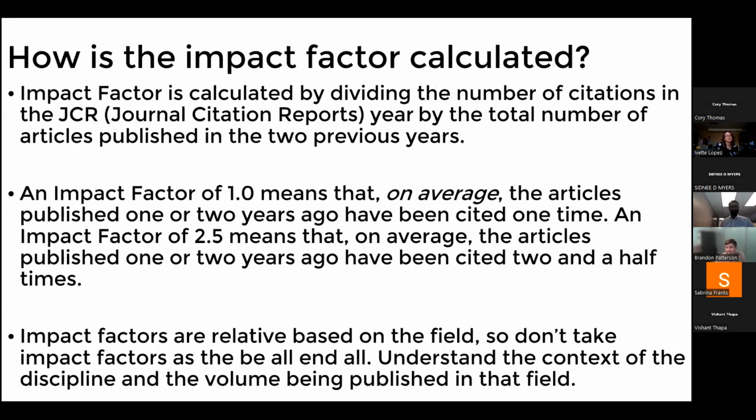So it's looking at the number of citations in a year divided by the total number of articles published in the 2 previous years. So you can imagine that the New England Journal has a lot of publications that they put out, but each article within that journal, within a 2-year period of time, is cited at least 72 times. So you can imagine that is a high number.